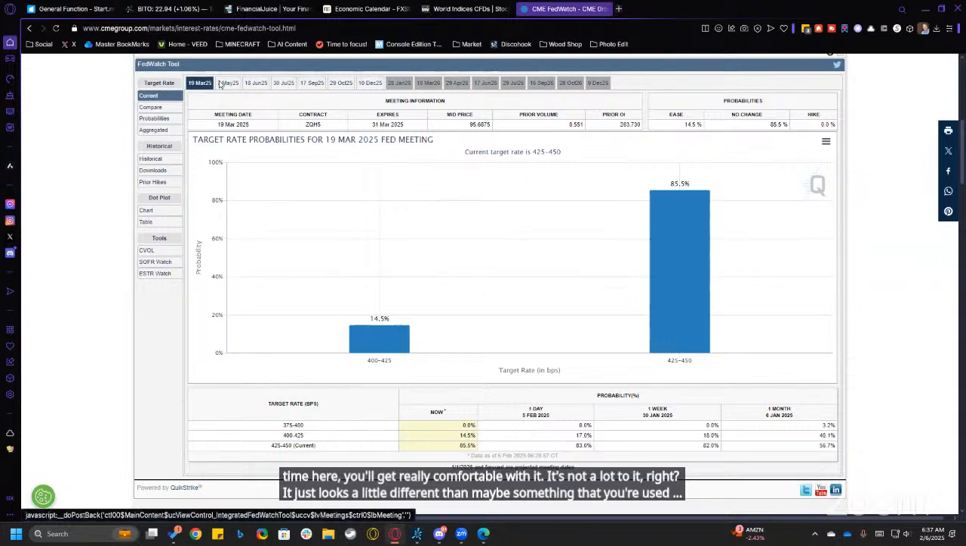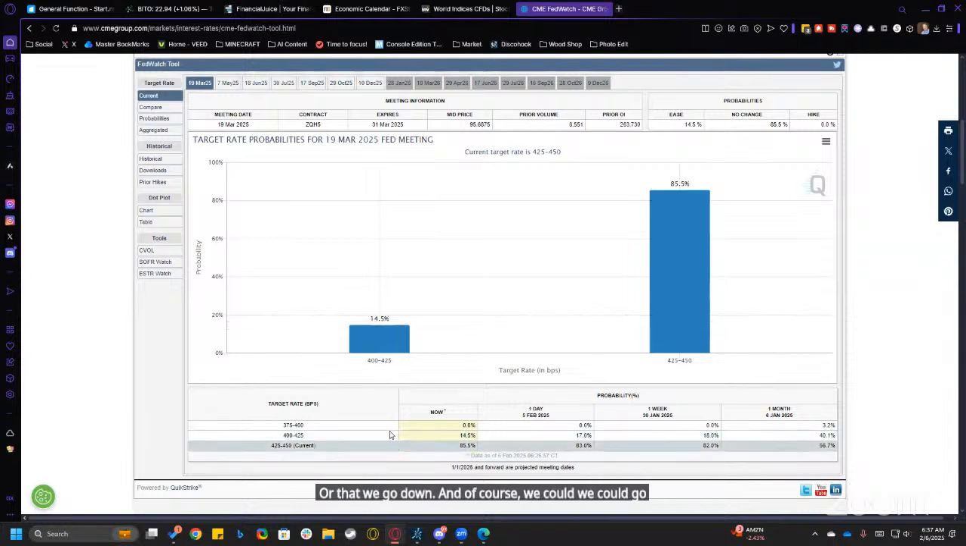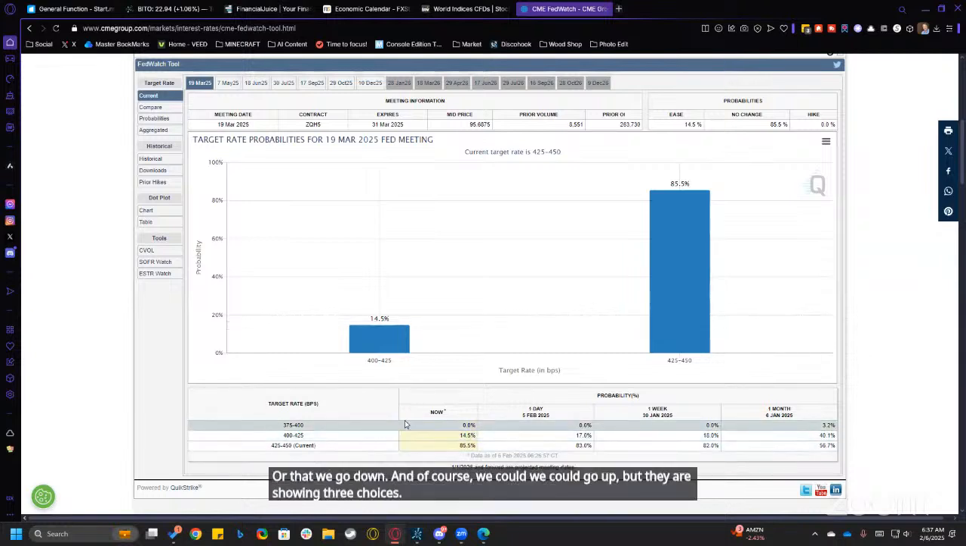It'll show the FOMC dates up on top. So we can see the next one is mid-March, which is what we're looking at here. And there's really only 3 choices: that we stay where we are, or that we go down, and of course that we could go up. But they are showing 3 choices at the moment.